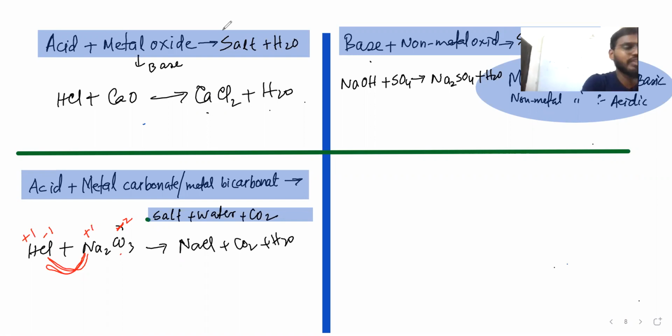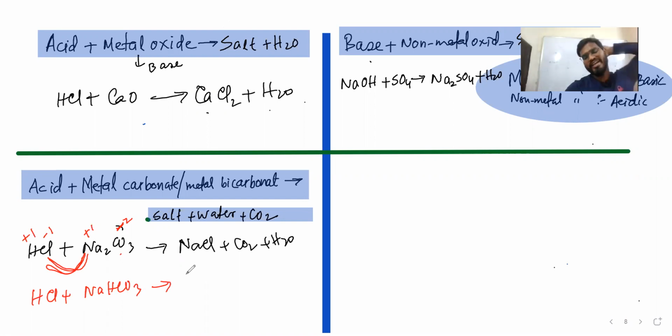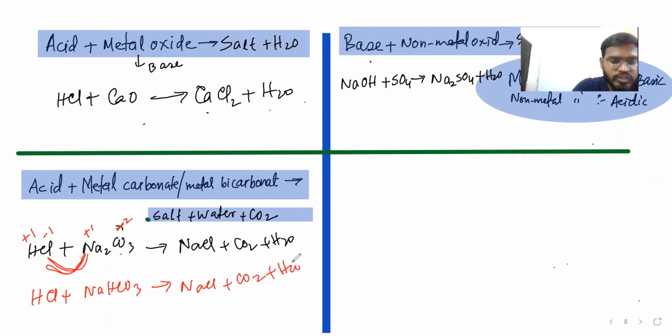Okay, let's take now hydrogen carbonate, HCl plus NaHCO3. Now see, when it is hydrogen carbonate, the valency decreases by 1, right? So it will be NaHCO3, not Na2HCO3. So again the products are NaCl plus CO2 plus H2O. So this way we can write.